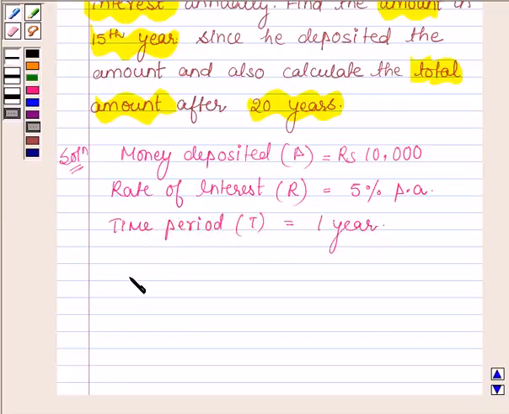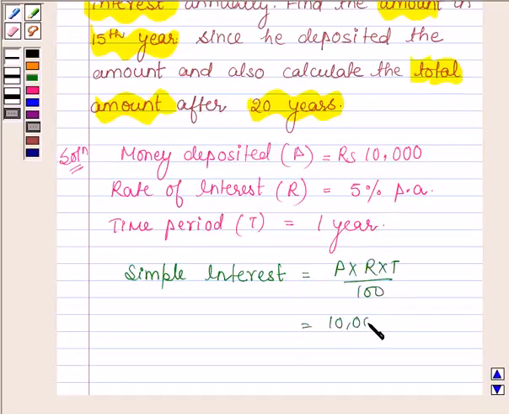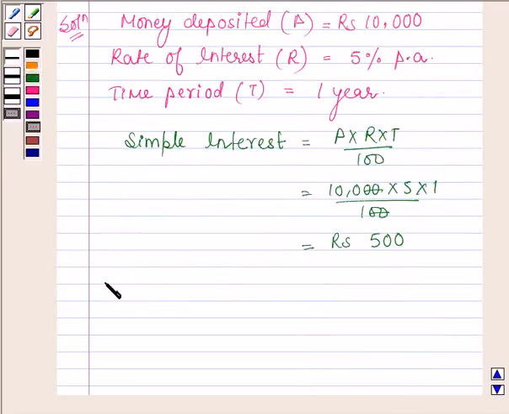So the simple interest on rupees 10,000 at the rate of 5% for 1 year will be given by P into R into T upon 100. That is 10,000 into 5 into 1 upon 100, which is equal to rupees 500.